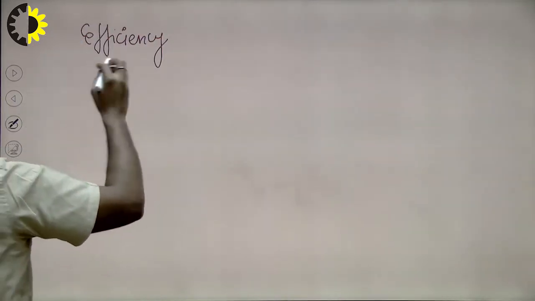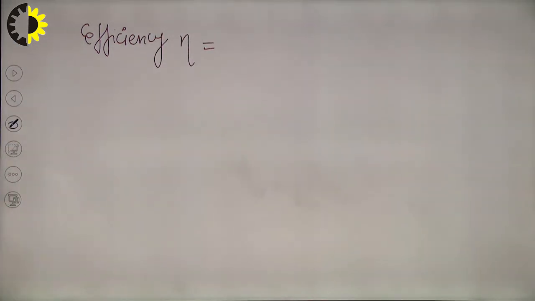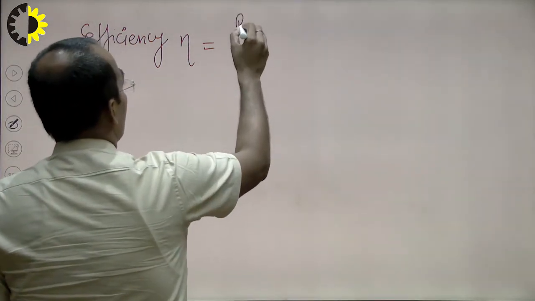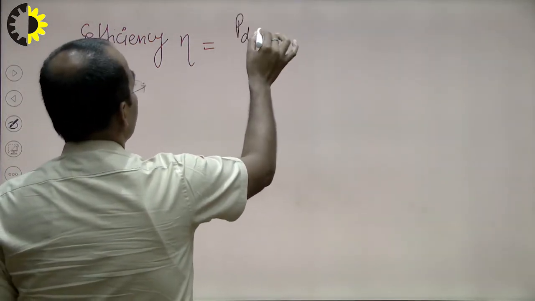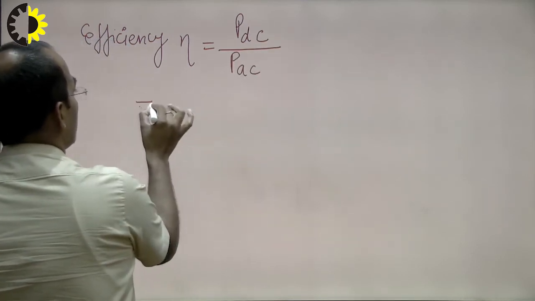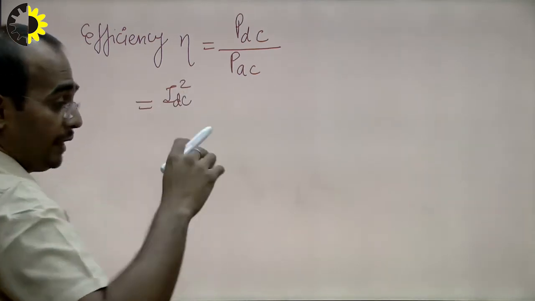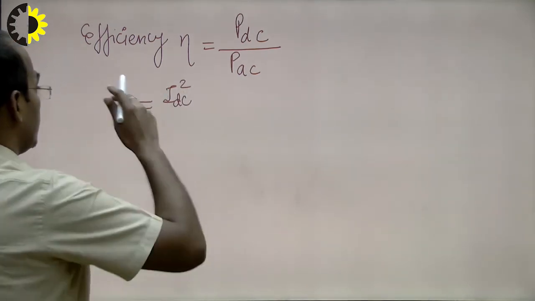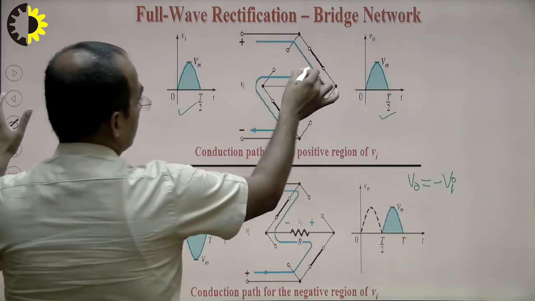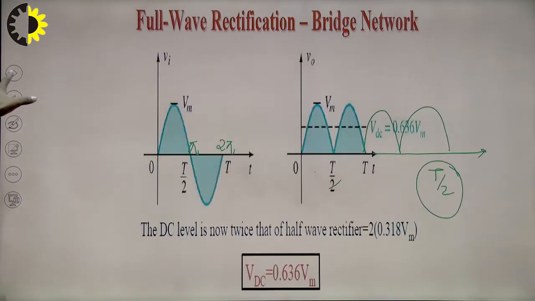Efficiency of the full wave rectifier. Efficiency is nothing but the DC power output at the load, or you can say PDC upon PAC. PDC is nothing but IDC square times R. I have to find the output across the load resistance. Here in the circuit the load resistance was R.